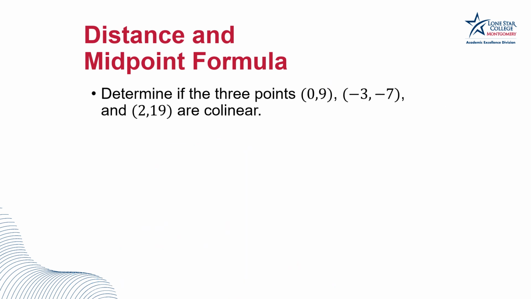Now let's look at a little bit of a different example. Determine if the 3 points 0, 9; negative 3, negative 7; and 2, 19 are collinear. By definition, collinear means that these 3 points lie on the same line. So if we were to graph them, would we see them on the same line? That's what we're trying to figure out. Also, the sum of the distances between 2 points should be equal to the distance between the 2 furthest points from each other. The best way to figure this out is, again, using the distance formula.